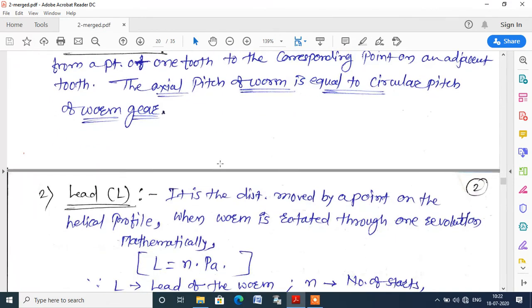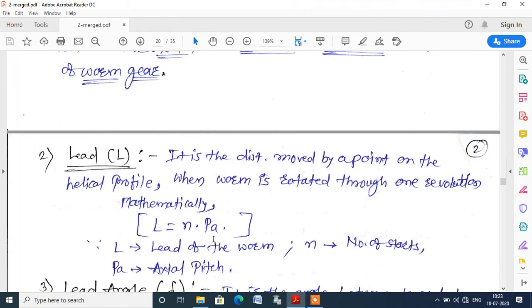The next terminology is lead, denoted by capital L. It is the distance moved by a point on the helical profile when the worm is rotated through one revolution. Mathematically it is expressed as L equal to n into Pa, where n is the number of starts and Pa is the axial pitch. So you have to remember this equation: lead equal to n into Pa.